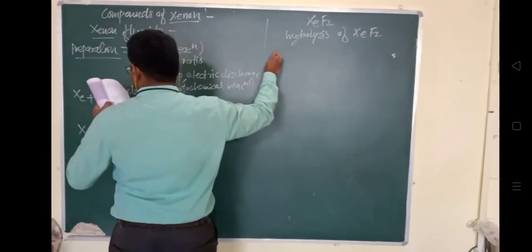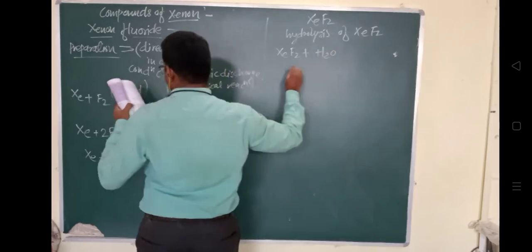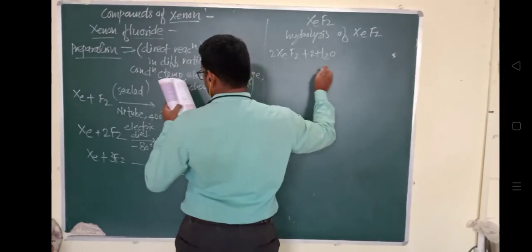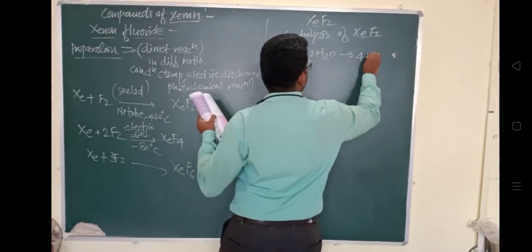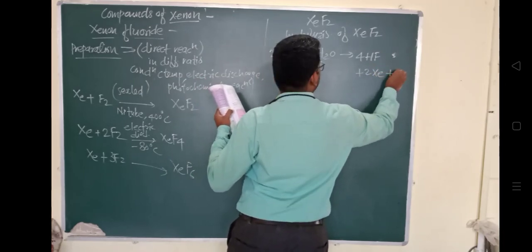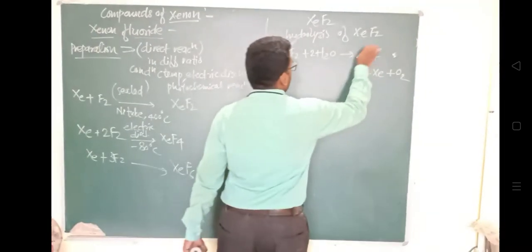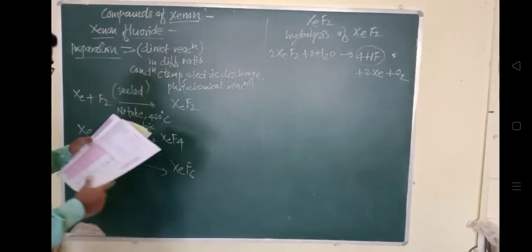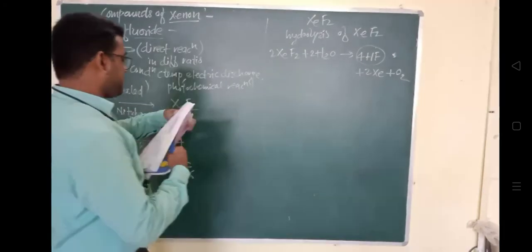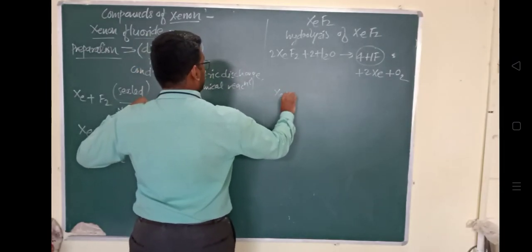Then reaction with phosphorus fluoride, PF5. When XeF2 reacts with PF5, that is phosphorus pentafluoride, it forms the XeF2 into PF5 compound. So when XeF2 forms adducts on reaction with PF5, it is forming such a compound. Like this. Next is xenon trioxide.